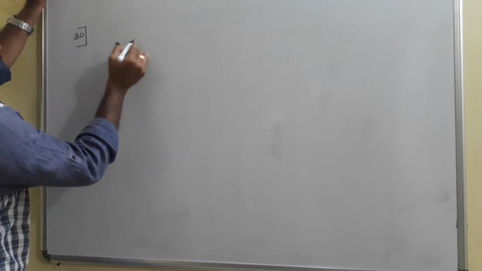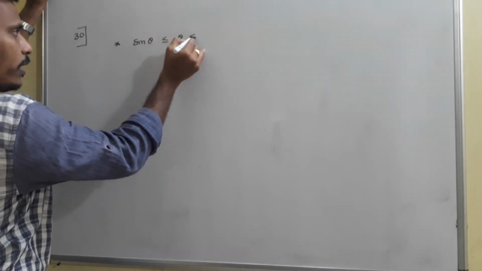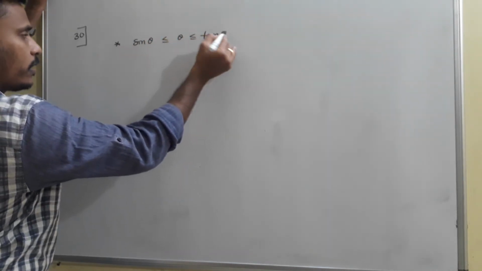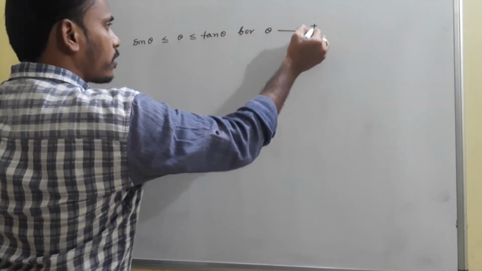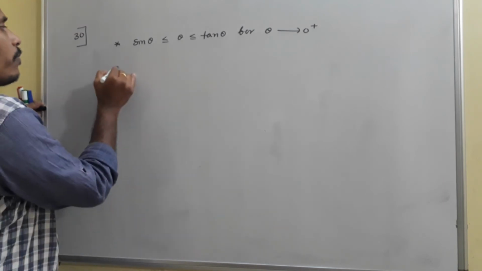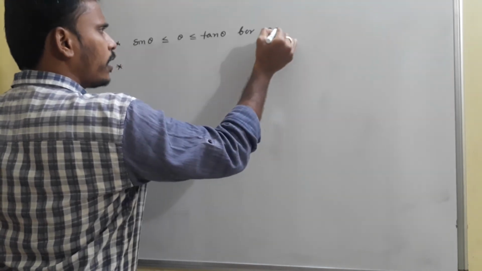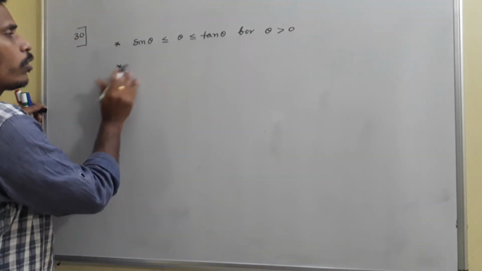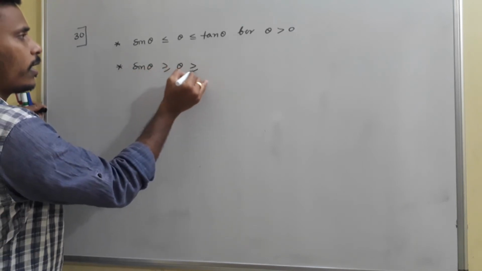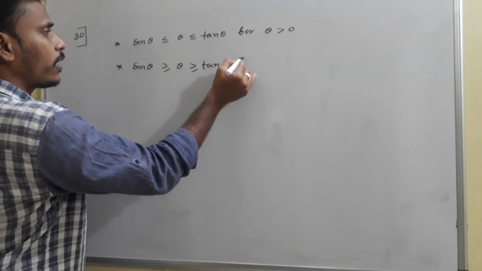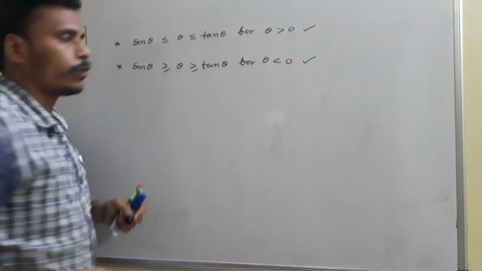Just have two statements from 29: sin theta is less than or equal to theta is less than or equal to tan theta for theta tending to 0 plus. And in the same way, not only for theta tending to 0 plus, theta greater than 0, what we need to conclude is sin theta is greater than or equal to theta is greater than or equal to tan theta for theta less than 0. For positive theta and for negative theta.